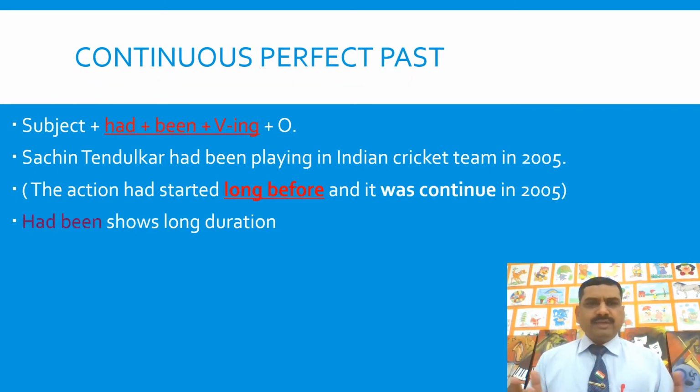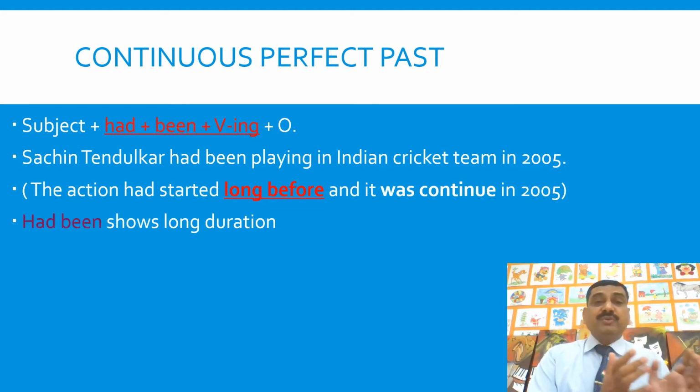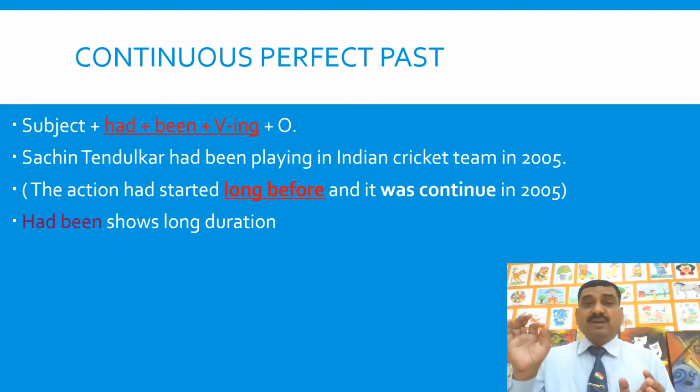Let us have a look at continuous perfect past now. Continuous perfect past also shows action that was continued at a particular moment in the past. However, it shows the action that was continued at a particular moment in the past for a long time. It started long back in the past and it was continued at a particular moment in the past, and it was likely to continue in the future moment of the particular moment in the past.